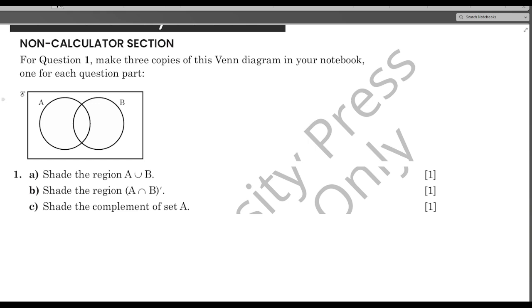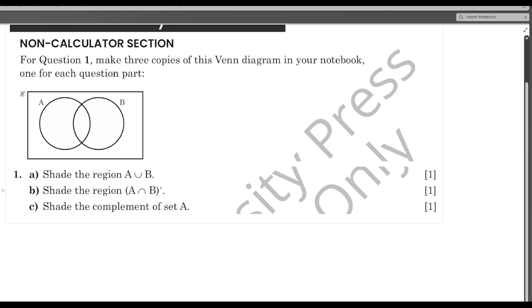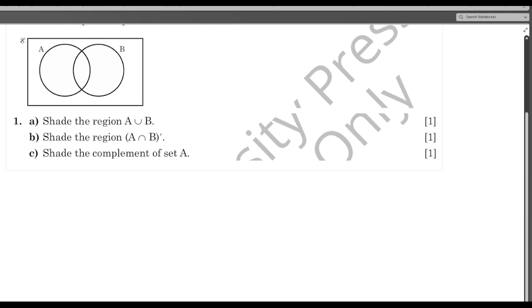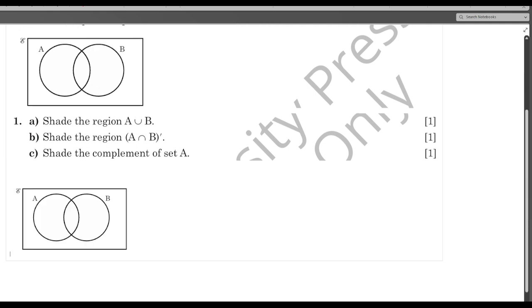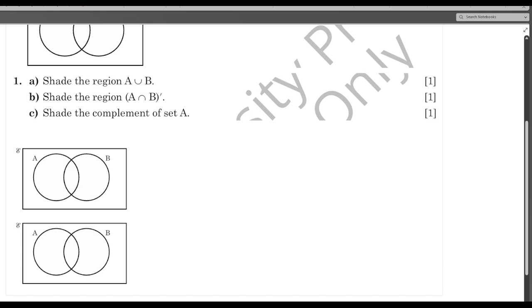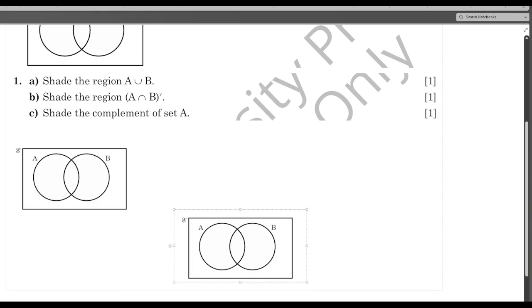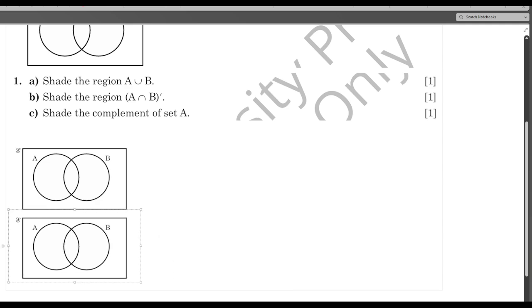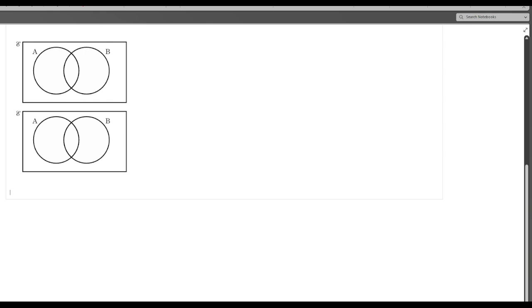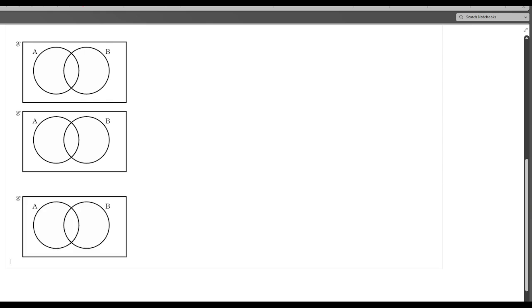Okay, so I have to take 3 copies of it. Let us take 3 copies. So here is your first copy, then your second copy, and then, okay, let us keep this second copy. Okay, fine. Let us keep here only. And this is your third copy.